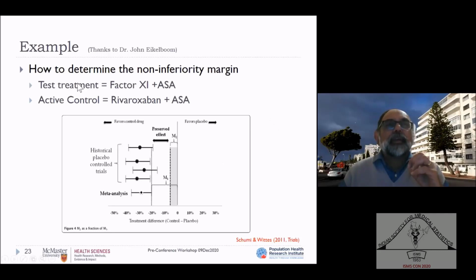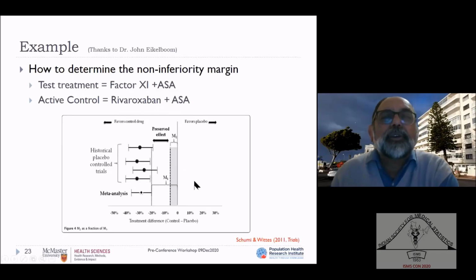He was planning a non-inferiority trial. And so they were looking at the test treatment, this thing called factor 11 with aspirin, and the active control was an anticoagulant drug called rivaroxaban plus aspirin. And so first of all, they did a meta-analysis of historical placebo-controlled trials of factor 11 versus an aspirin versus placebo, and they got these here.